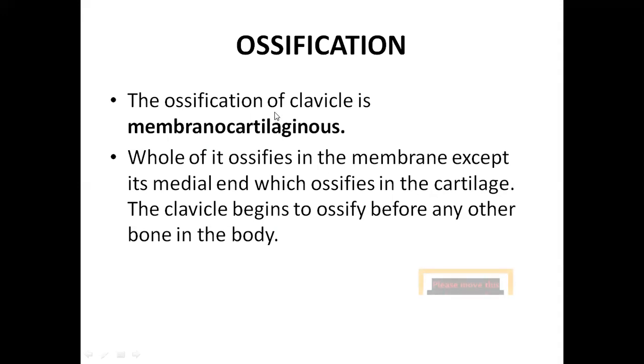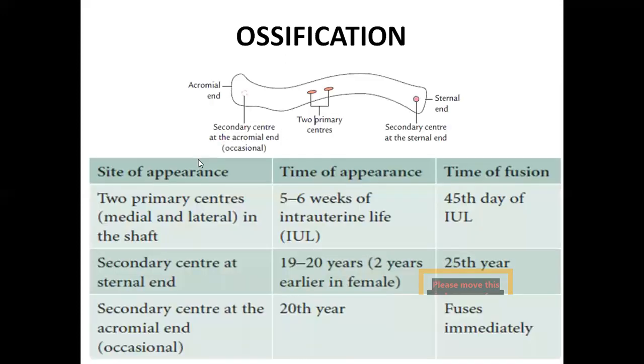One of the peculiarities of the clavicle, I told you, is that it ossifies both in membrane and in cartilage. The whole of it ossifies in membrane except its medial end, which ossifies in cartilage. The clavicle begins to ossify before any other bone in the body. That is one of the peculiarities we have studied. This is the first bone to ossify, and it has two primary ossification centers, as we have seen.